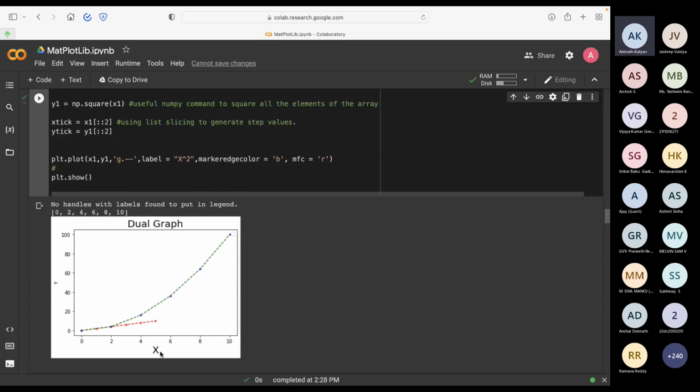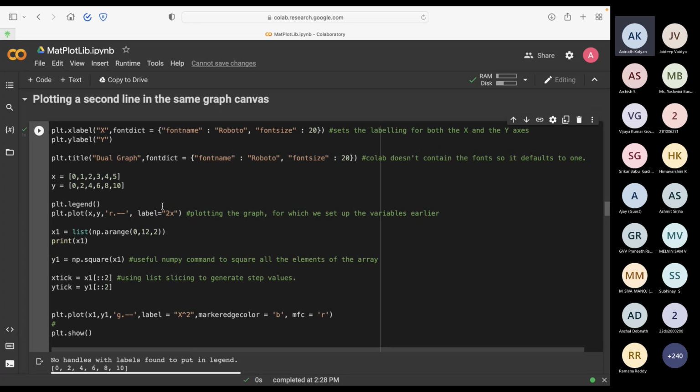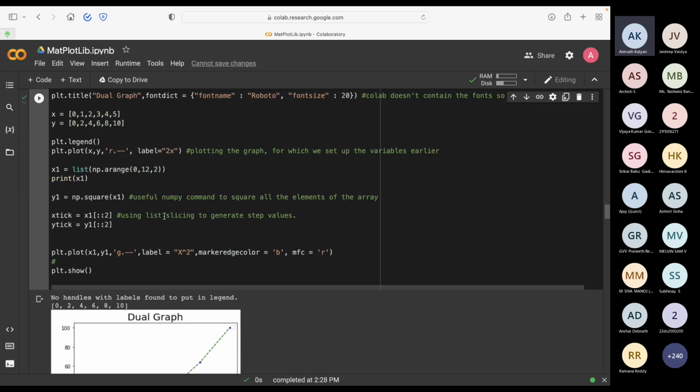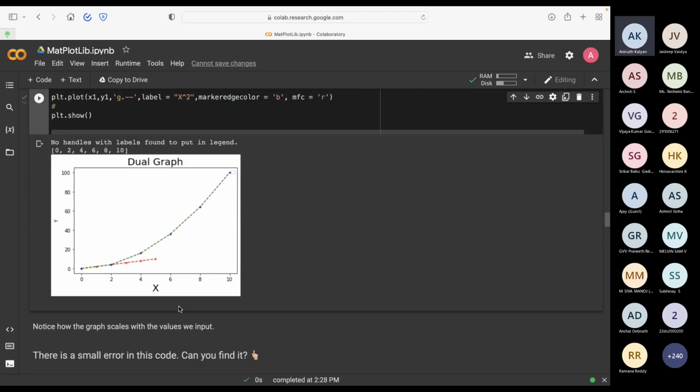Notice how X has grown in size. So yes, even X label, Y label, and title can take in the same font dictionary, right? So that is where we are.